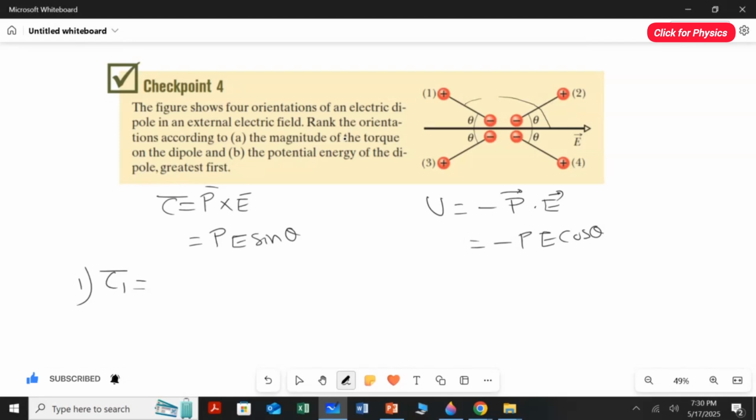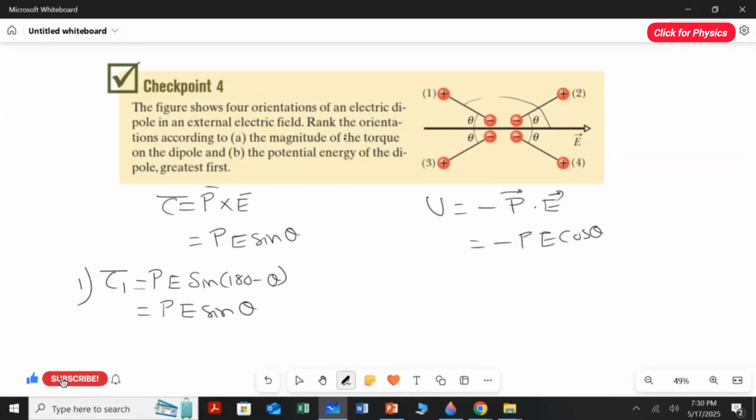So what should be this angle? This angle is 180 minus theta. So we can write PE sine of 180 minus theta. What is sine of 180 minus theta? The sine of 180 minus theta is sine theta. So here we have PE sine theta.